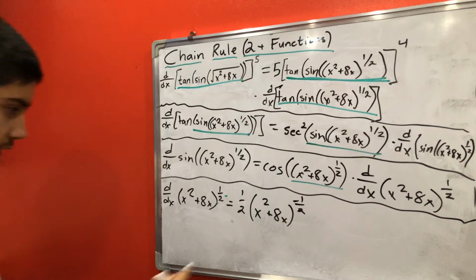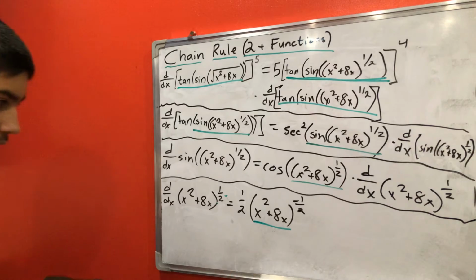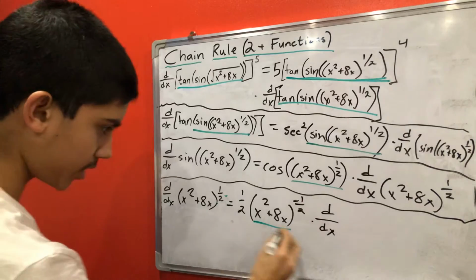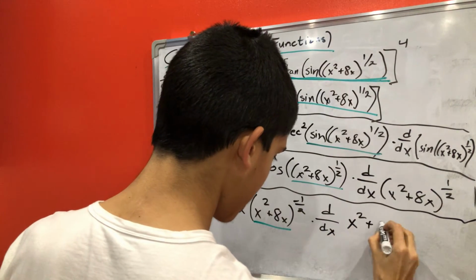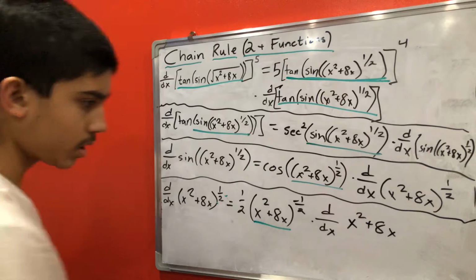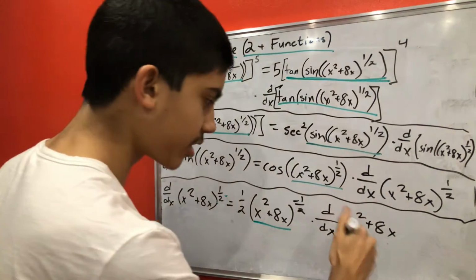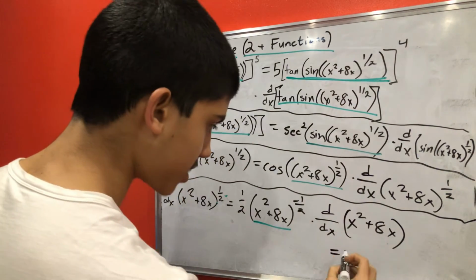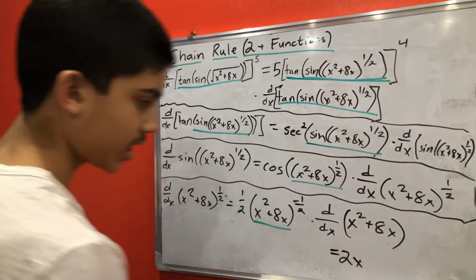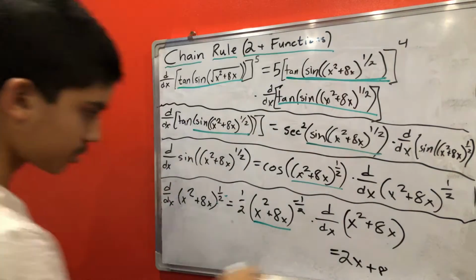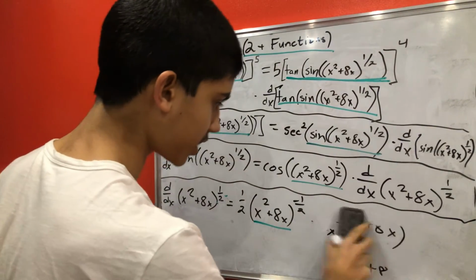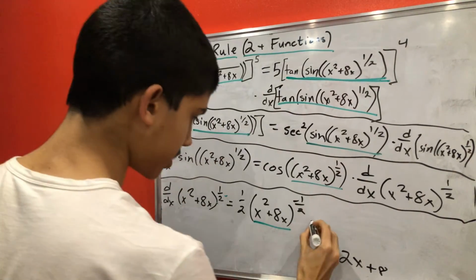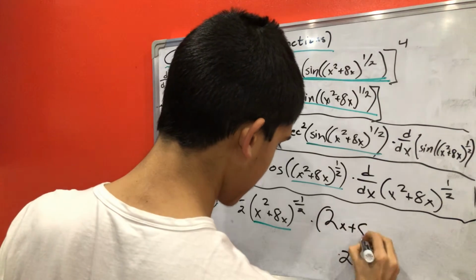Now we look at what our inside function is. Inside function is just this guy. So we're going to write times the derivative of x squared plus 8x. We don't need to write this out again, because what is the derivative of x squared plus 8x? Let's think. We'll apply the power rule. It's just going to be 2x, and then plus 8. So instead of writing a new line, we already know what this is. We can just write times 2x plus 8.